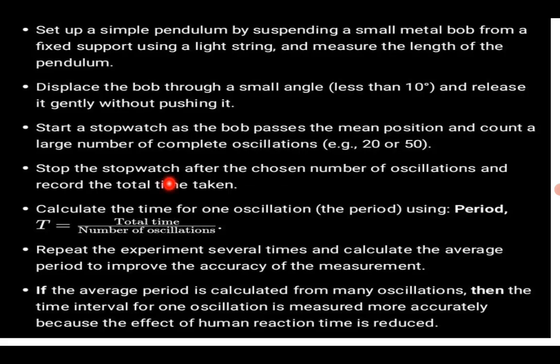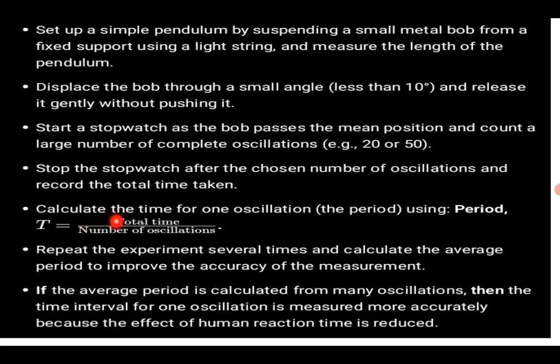like that. Start a stopwatch as the bulb passes the mean position and count a large number of complete oscillations. For example, you can take 20, 30, 50, but not a small number, because a small number can lead to errors. Then stop the stopwatch after the chosen number of oscillations and record the total time taken. So when it has made 20 oscillations, you can stop the stopwatch.